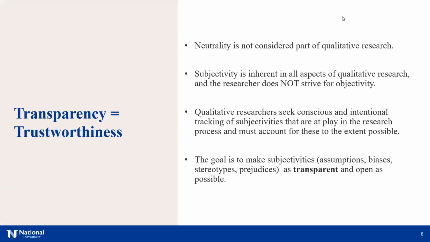So here I'm actually going to be repeating a little bit of what the questions asked right now, and that is that neutrality is not considered part of qualitative research. Subjectivity is inherent in everything that we do because the researcher does not strive for objectivity. Qualitative researchers seek conscious and intentional tracking of their own subjectivities and their own biases, their own assumptions, and make these explicit to the extent possible, because the goal is to make all of these assumptions, biases, stereotypes, prejudices as transparent and open as possible so the research itself can become credible.